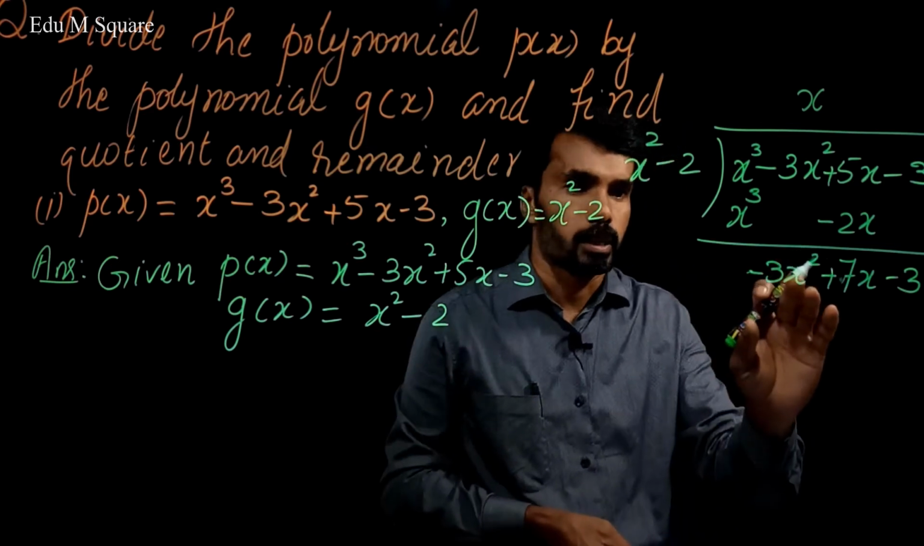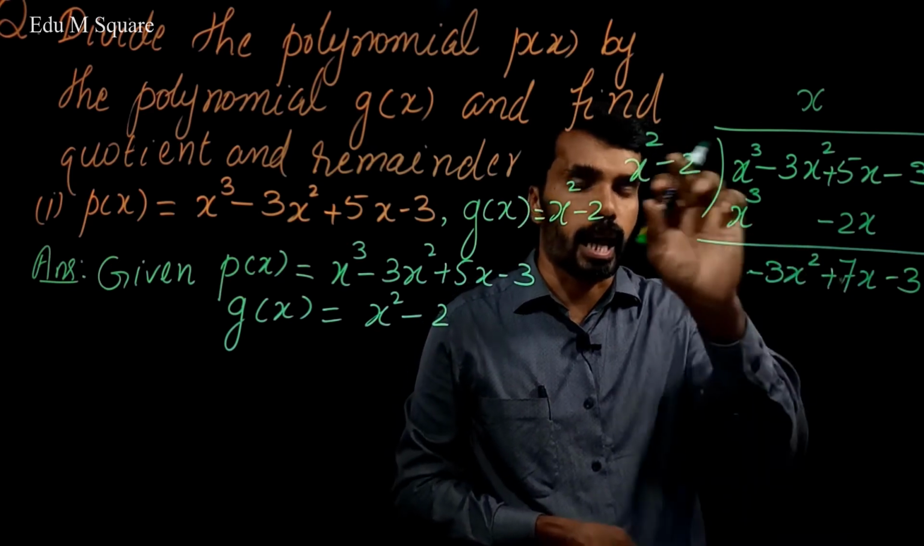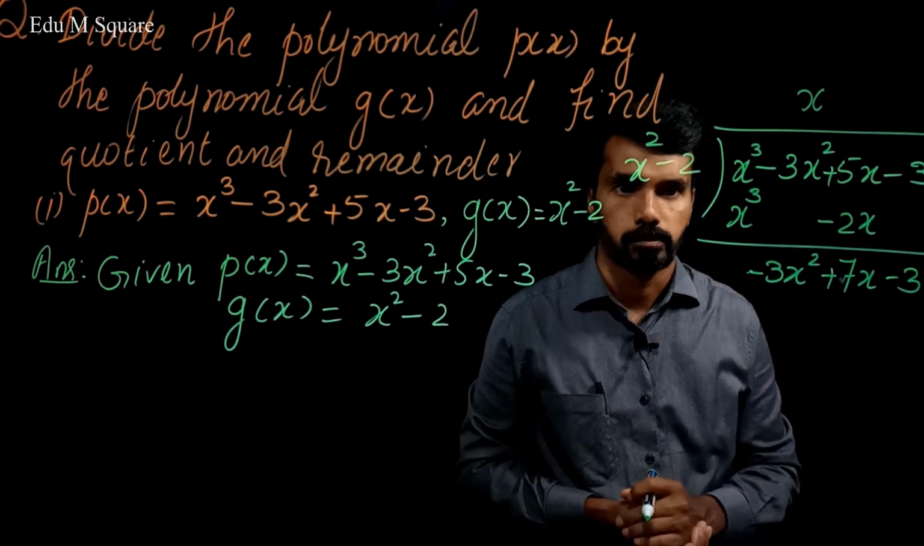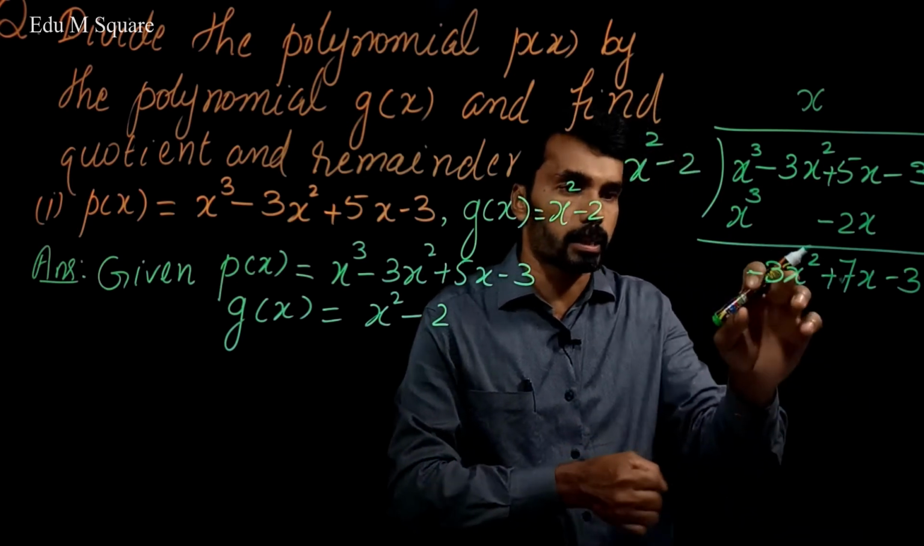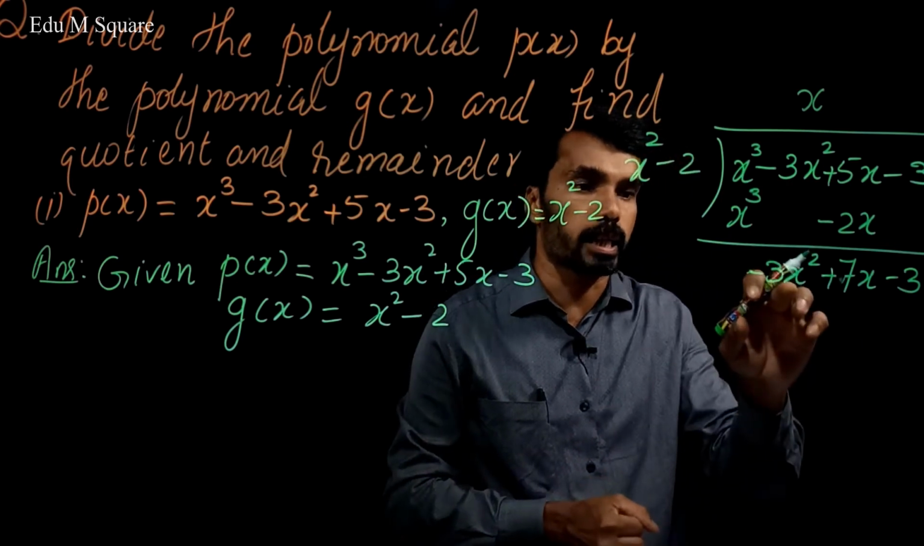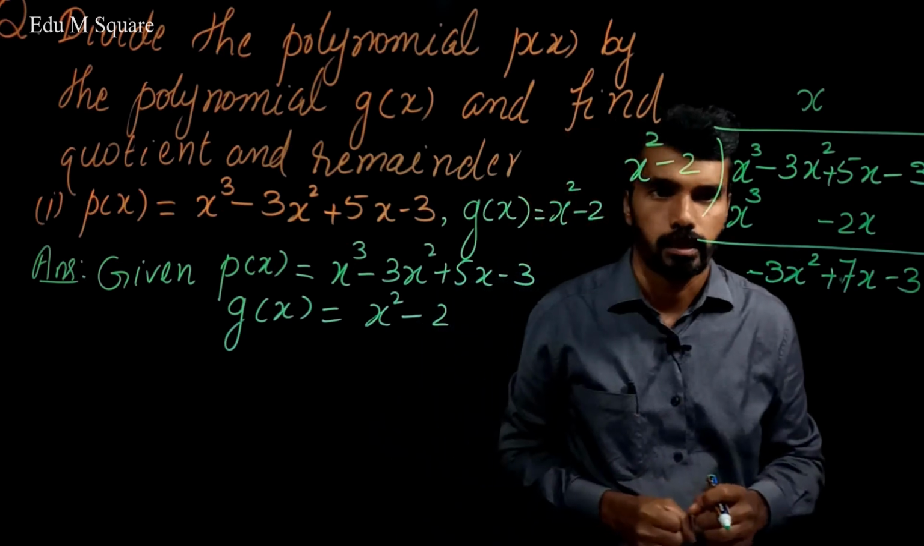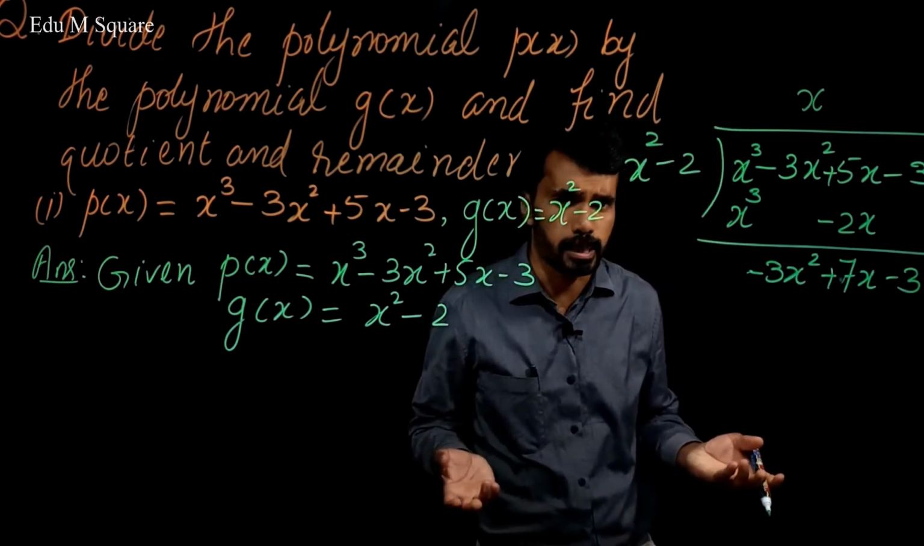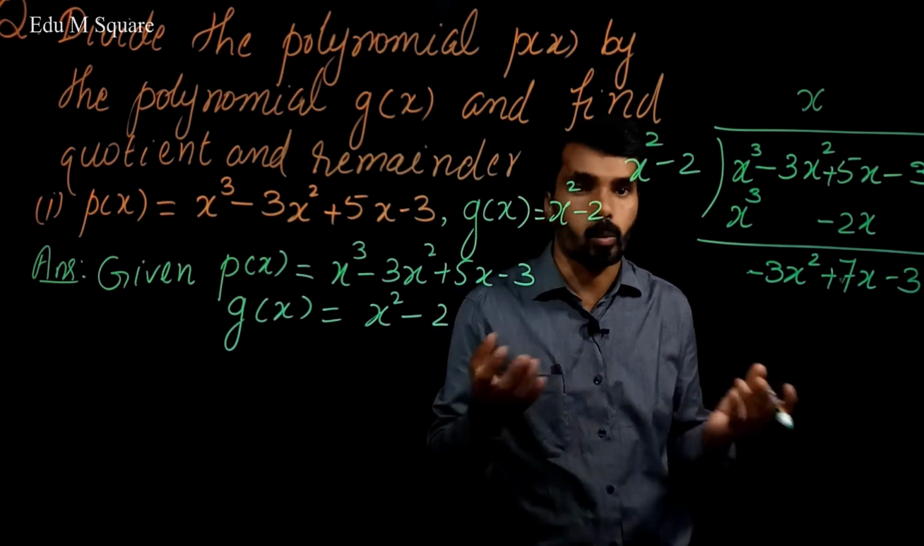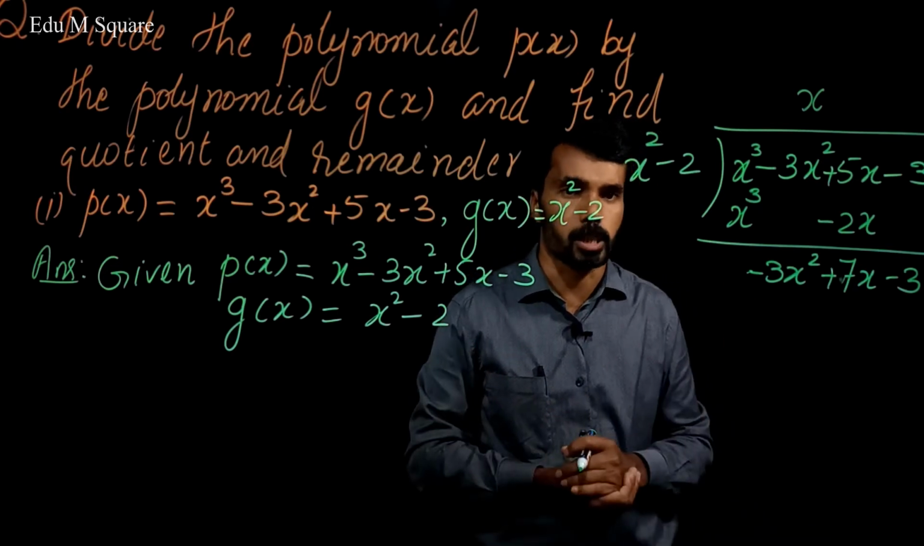Now we check the degree of this remainder and the degree of the divisor. Check whether the degree of this remainder is less than the degree of the divisor. Is it less than? No, it is equal. So let us continue the division process.